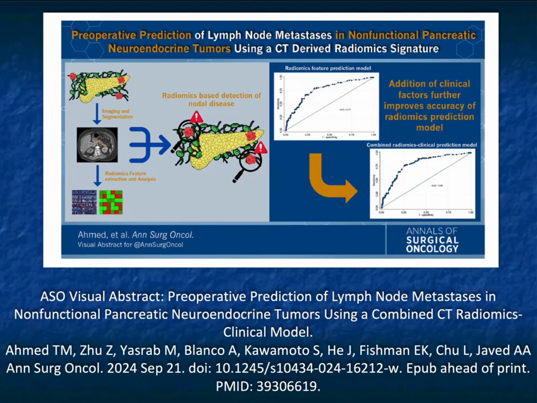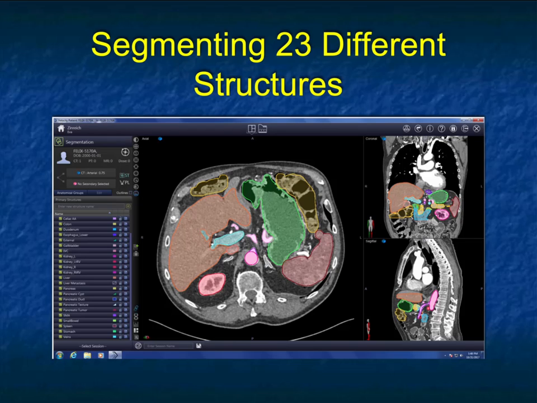And this today was published. This was our work looking at lymph node metastasis and non-functioning neuroendocrine tumors with the radiomics clinical model, and showed how strong radiomics was in predicting the response in these patients.